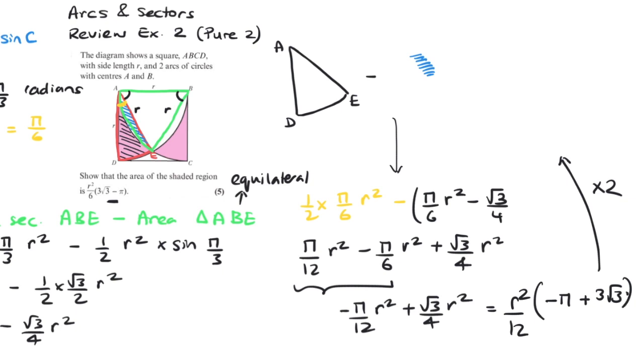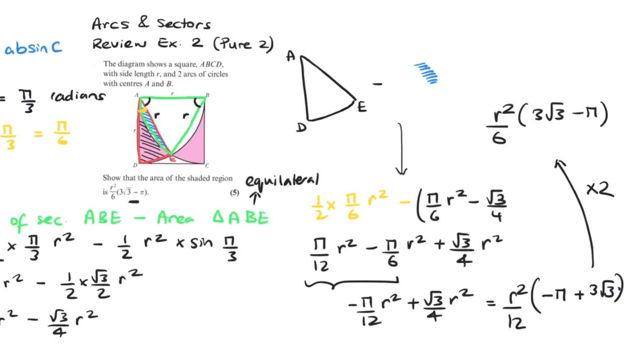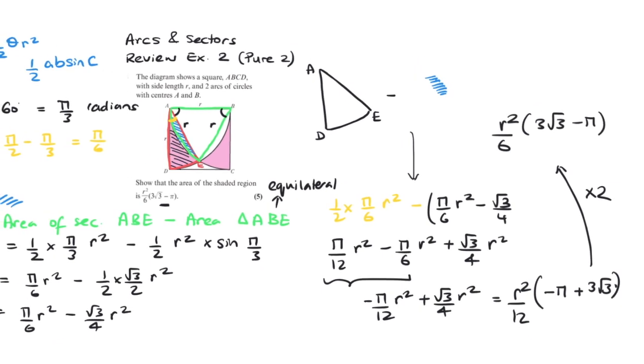So the required area is going to be r squared over 6, because it's going to be 2r squared over 12, which is r squared over 6. And there you have it. You have your final equation for the area of the shaded region.